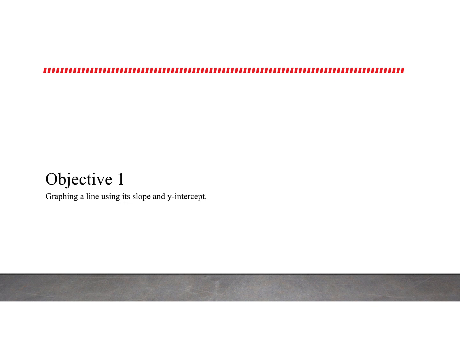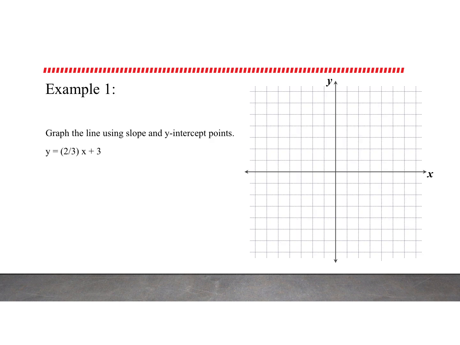So objective 1, graphing a line using its slope and y-intercept. Example 1, graph the line using slope and y-intercept points. Up until now, we have practiced using a t-chart. We have covered using x and y intercepts. And now this is a third method of graphing using slope and y-intercept.